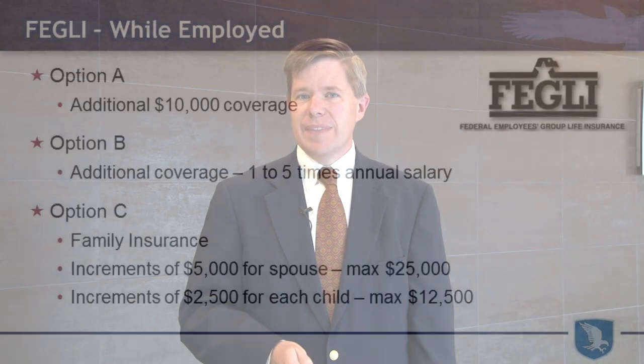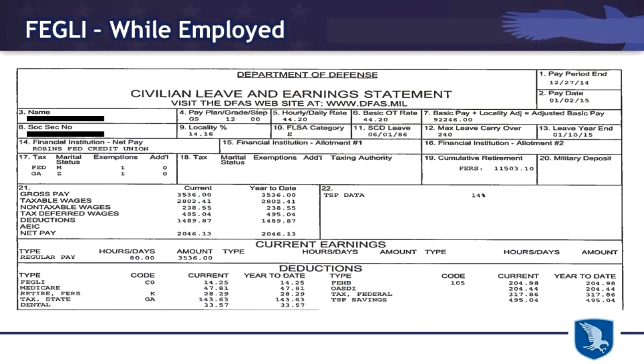Now, let's pull out your pay stub if you have one handy. Pull that out. I want to show on screen a copy of one. And if you will see under deductions, and we've actually circled it in a red circle on the screen, you'll see the word FEGLI and an amount under your current deductions. This is what you're currently paying for FEGLI.